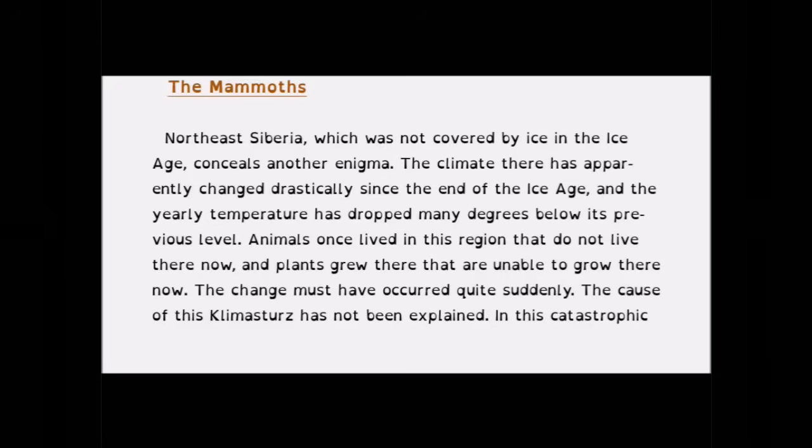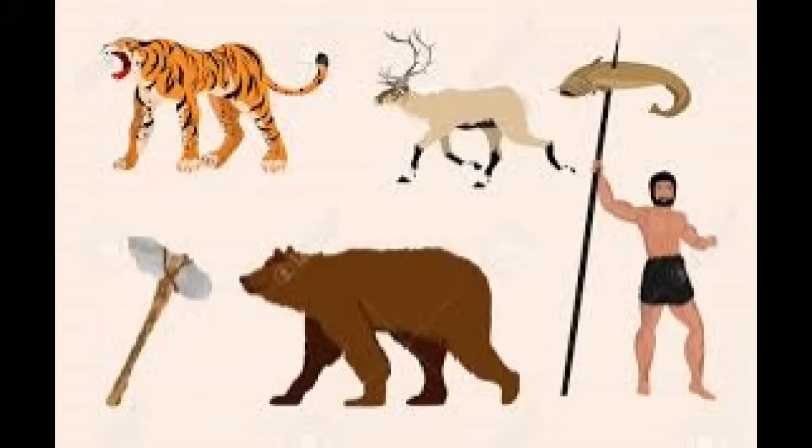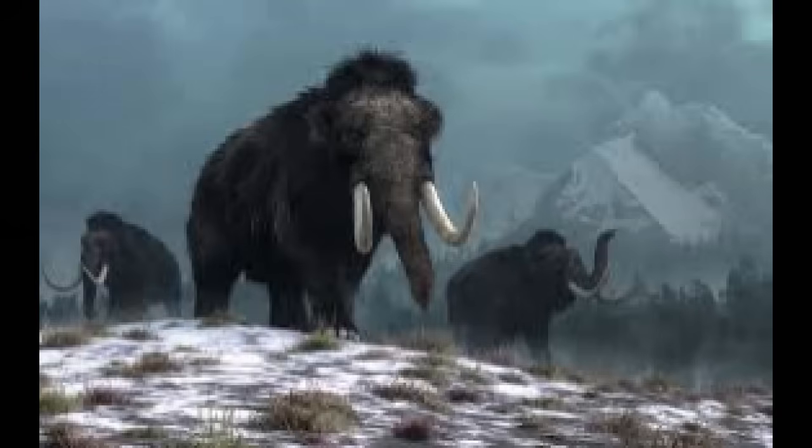The mammoths. Northeast Siberia, which was not covered by ice in the Ice Age, conceals another enigma. The climate there has apparently changed drastically since the end of the Ice Age, and the yearly temperature has dropped many degrees below its previous level. Animals once lived in this region that do not live there now, and plants grew there that are ungrowable now. The change must have occurred quite suddenly. The cause of this climatic change has not been explained. In this catastrophic change of climate, and under mysterious circumstances, all the mammoths of Siberia perished.